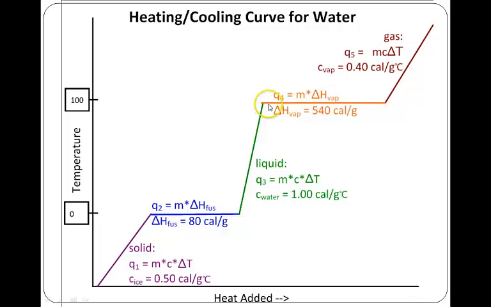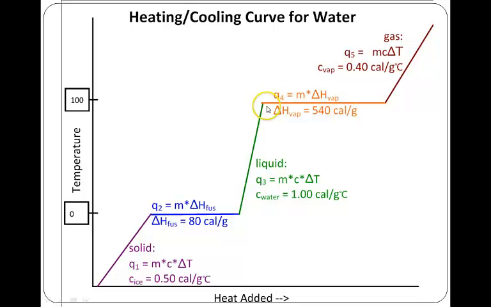Now let's talk about this flat region of the graph. As you saw in our little animation, as you add heat, at 100 degrees Celsius for water, the temperature doesn't change. So we can't use the m c delta T equation because there's no delta T. The temperature is not changing. The equation that we're going to use is to take the mass and multiply it by the heat of vaporization, the delta H vap. And for water, that value is 540 calories per gram.